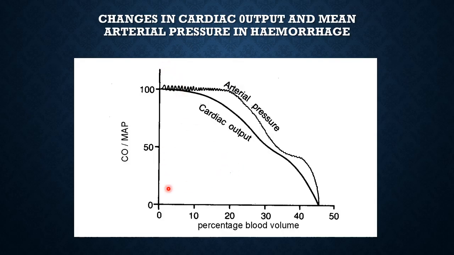Now, if we look at this, this is the percentage of blood loss, and this is the cardiac output. Up to 10% of the blood loss, the arterial blood pressure and the cardiac output are quite satisfactorily maintained, and this would be a compensated shock. However, here you see that cardiac output has already started decreasing, but the blood pressure is still maintained.